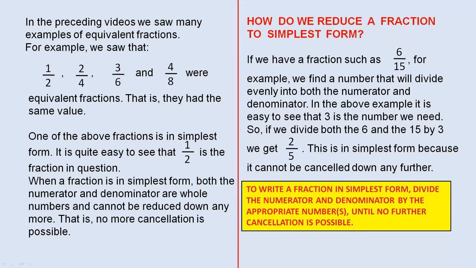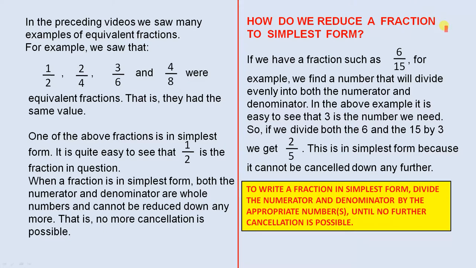One of the above fractions is in simplest form. It is quite easy to see that a half is the fraction in question. When a fraction is in simplest form, both the numerator and denominator are whole numbers and cannot be reduced down any more. That is, no more cancellation is possible.